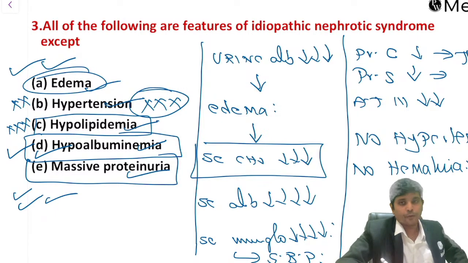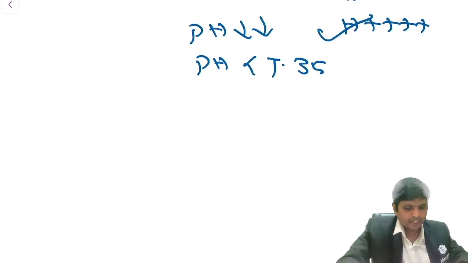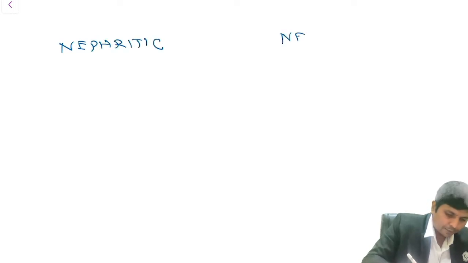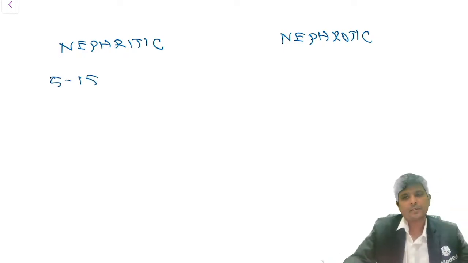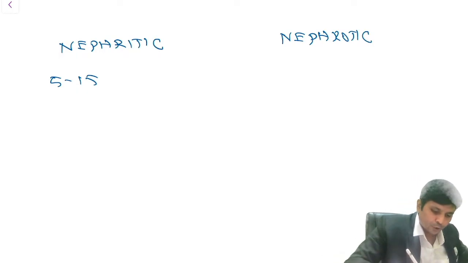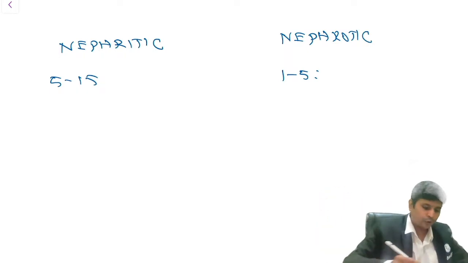These are features of nephritic syndrome. Also, how do we differentiate between nephritic and nephrotic syndrome? It is very simple. Nephritic: the usual age is 5 to 15 years, because it is usually post-streptococcal. Whereas nephrotic, the usual age is the preschool group, usually 1 to 5 years. It is prone to relapse beyond age 5 also.